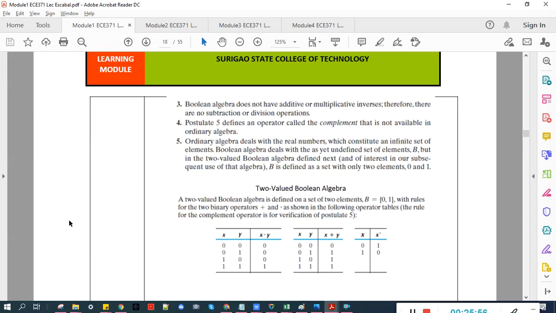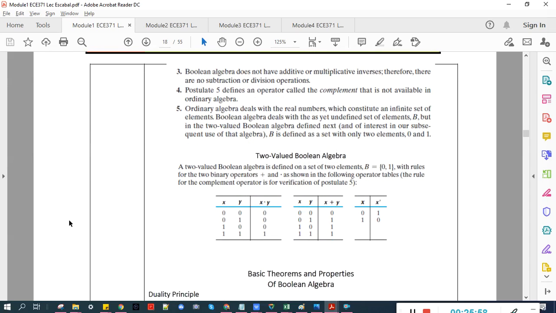Number 3, Boolean algebra does not have additive or multiplicative inverses, therefore there are no subtraction or division operations. So that's for Boolean algebra. No additive or multiplicative inverses. Postulate number 5 defines an operator called a complement that is not available in ordinary algebra. So if Boolean algebra does not have additive or multiplicative inverses, ordinary algebra does not have complements.